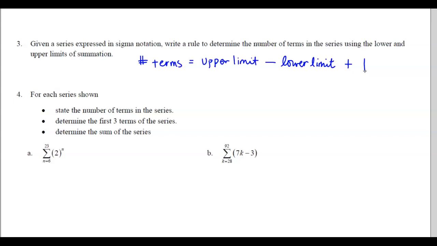Okay, and then also always be careful if it's not starting when n equals 1 and it looks like an arithmetic or geometric expression. Be careful to put in whatever that lower limit is to get your first term. It's not necessarily the constant term or the coefficient.